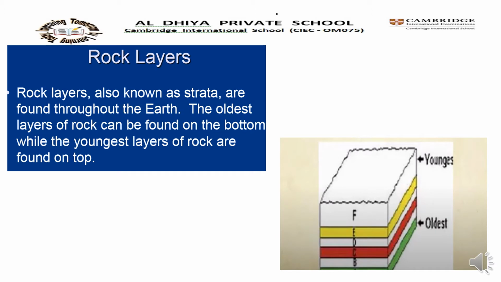So what are rock layers? The rock layers, also known as strata, are found throughout the Earth. The oldest layers of rock can be found on the bottom, while the youngest layers of rock are found on the top.